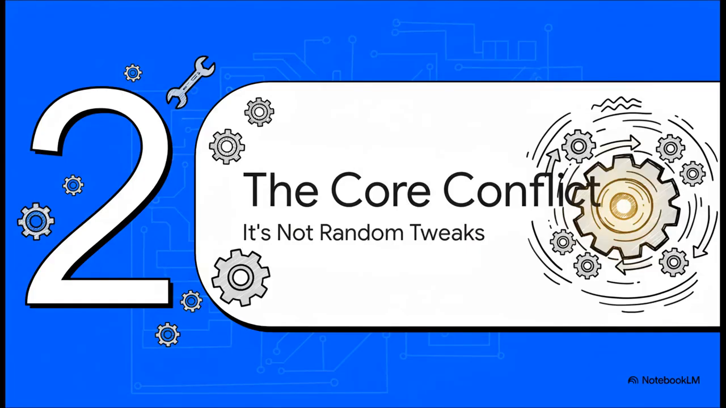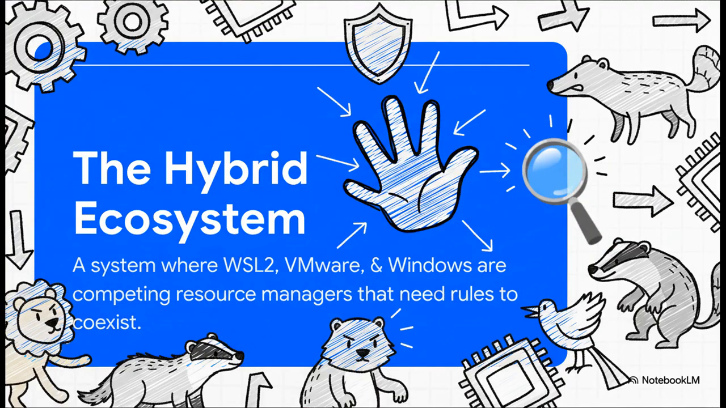And here's the interesting part. The fix isn't about chasing down 100 different tweaks you found on some forum. No, it's about understanding one single core conflict. And once you get that, you could change your entire approach. And here it is. This is the big idea. You are not just running apps. You are the manager of a tiny, very competitive ecosystem.